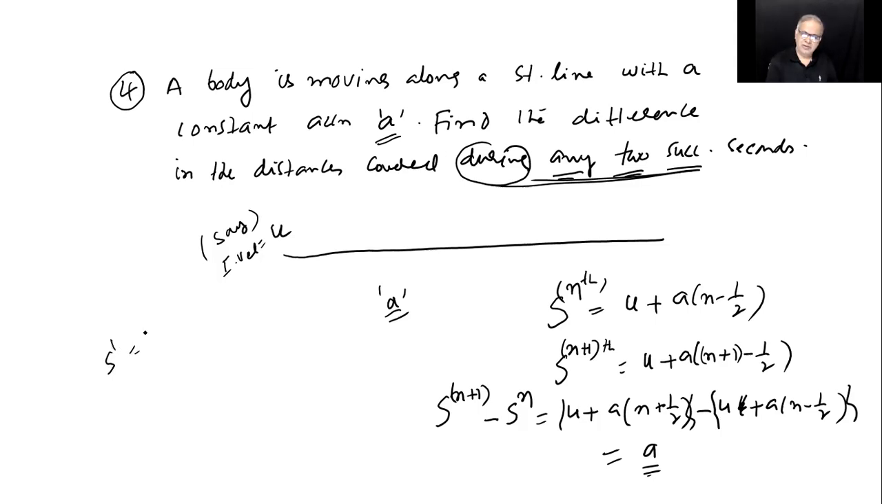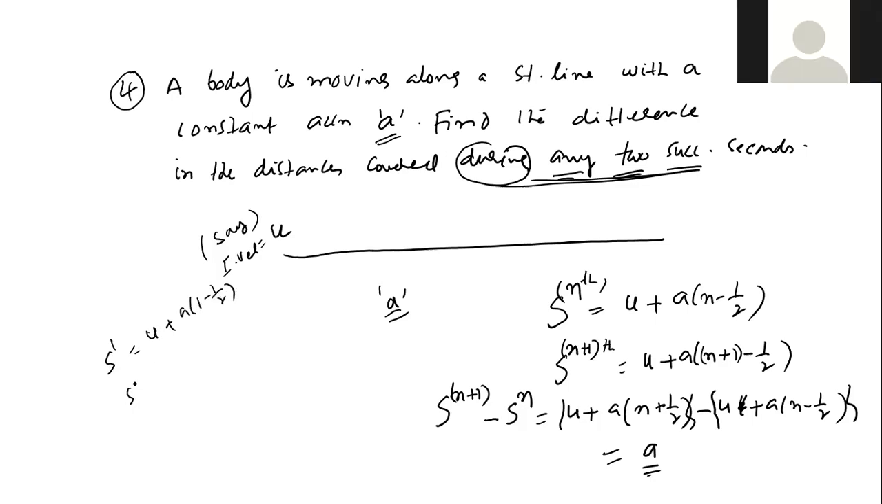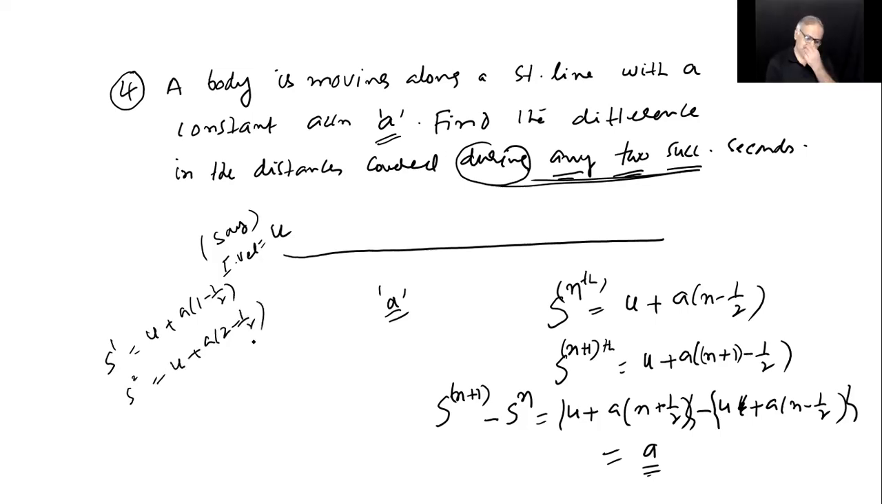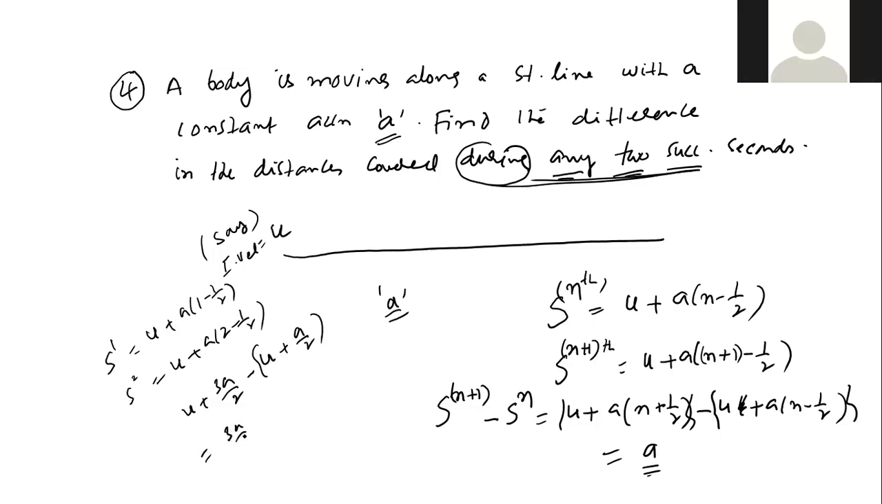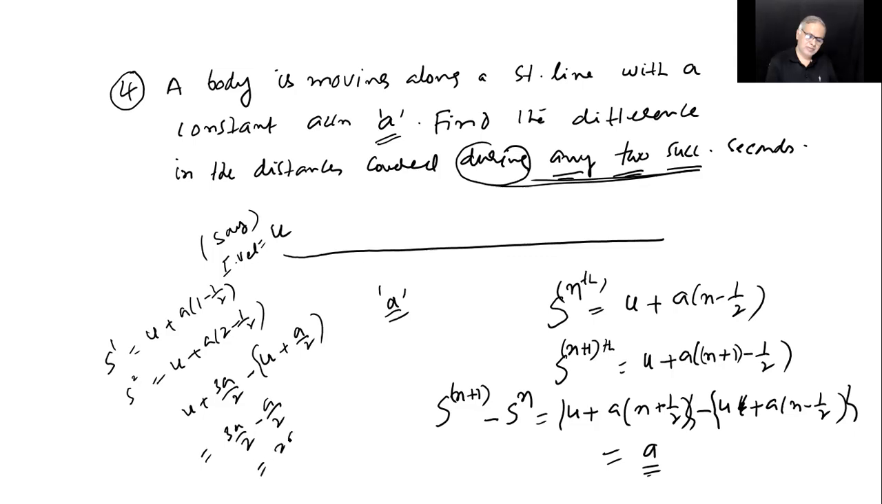I'll show you now. S in 1 equals u plus a into 1 minus half, right? S in 2 equals u plus a into 2 minus half, right? So this is u plus 3a by 2, minus u plus a by 2. So 3a by 2 minus a by 2 is 2a by 2, that is A. I took 2 as common and did not cancel it, sir.